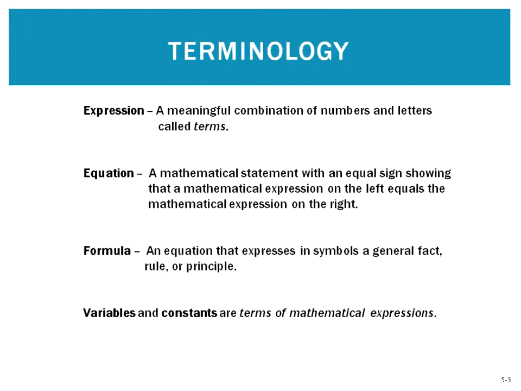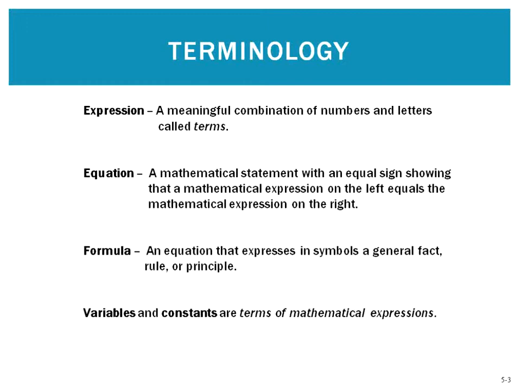And a formula is an equation that expresses in symbols a general fact, rule, or principle. And then of course, variables and constants. What are variables and constants? Constants don't change. 5 plus 5, both of those are constants. But x plus 5, that x is a variable. That answer will change according to what x is.